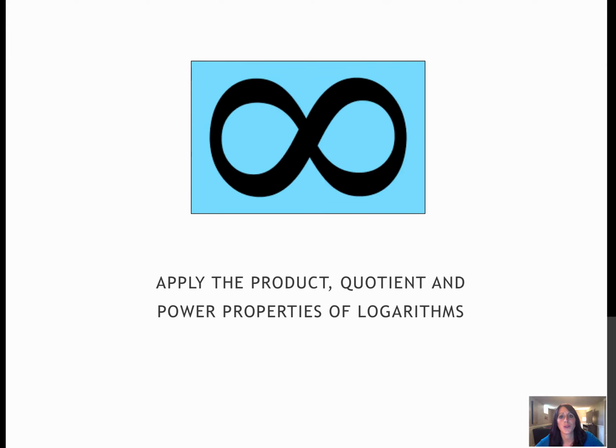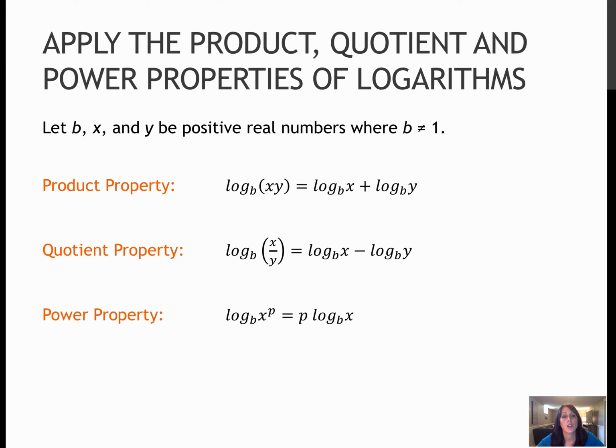In this lesson, we're going to focus on some of the properties of logarithms that will help us to expand or condense an expression. So there are three main properties that we want to talk about today. The first is the product property. The product property says if you have a product of terms, then in order to expand those terms, we would just write a plus in between them.